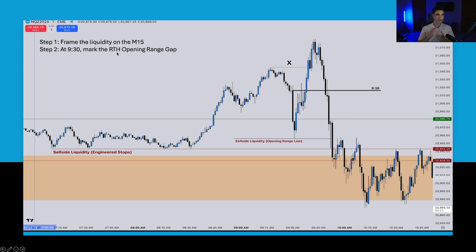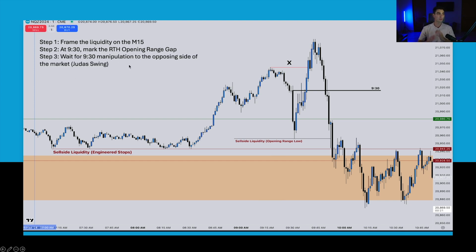Step two at 9:30, again, you want to mark the regular trading hours opening range gap. So we see at 9:30, we're opening here. The settlement price is down here. So we already expect a gap higher. And we expect the market to want to draw into that, especially on a Monday with no news.